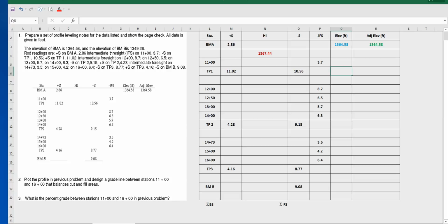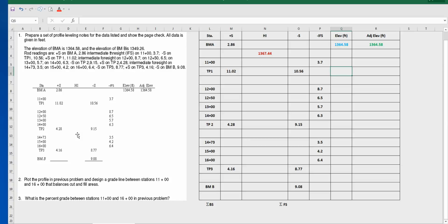In this video, I'm going to show you how to do homework for the profile leveling. Over on the left-hand side is the instructions. It says, prepare a set of profile leveling notes for the data listed and show the page check. All data is given in feet.